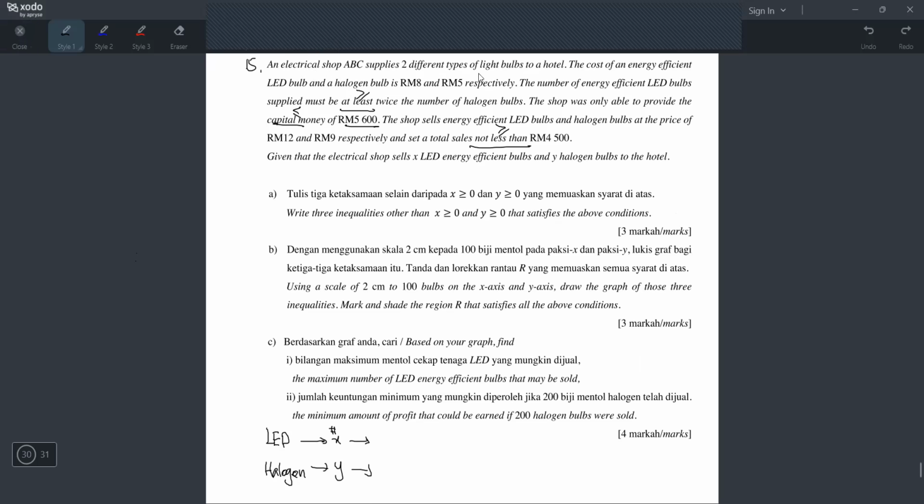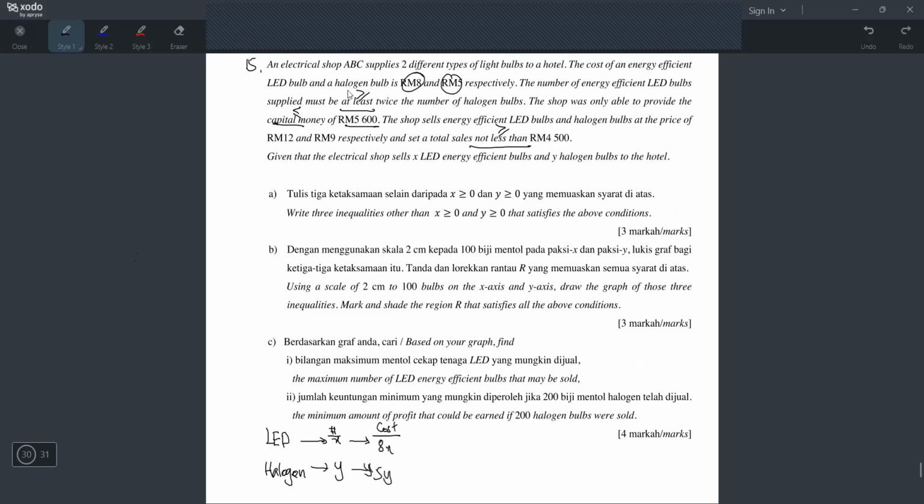Okay, supplies two different types of bulb. Cost of the bulb is 8 ringgit and 5 ringgit. 8 ringgit for LED. So this is the cost. So let's write cost. So it will be 8x, 5y, because the 8 ringgit is the cost for one LED. So if I have X amount of LED, it will be 8x, and then this will be 5y. And then let's keep reading.